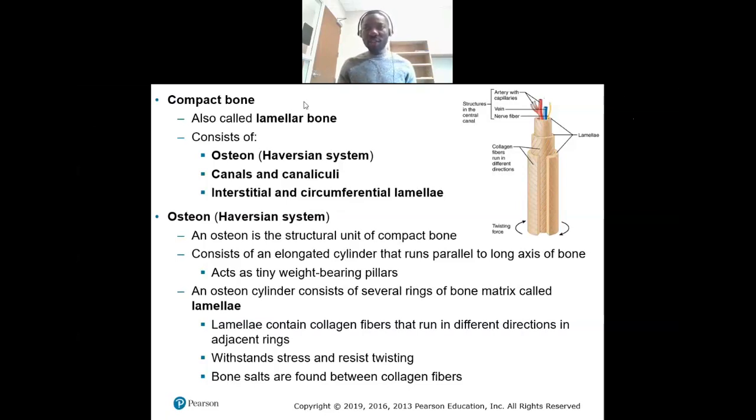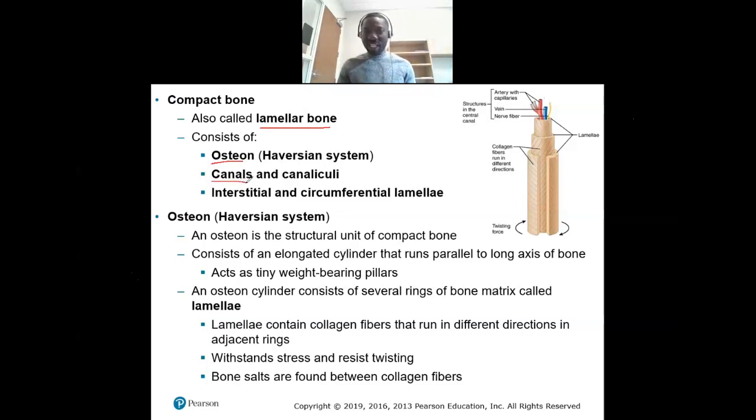Now, compact bone is also called lamellar bone. We also call it lamellar bone. Now, what do you see in a compact bone? The functional unit of a compact bone is called the osteon. And the osteon is the same thing as the Haversian system.